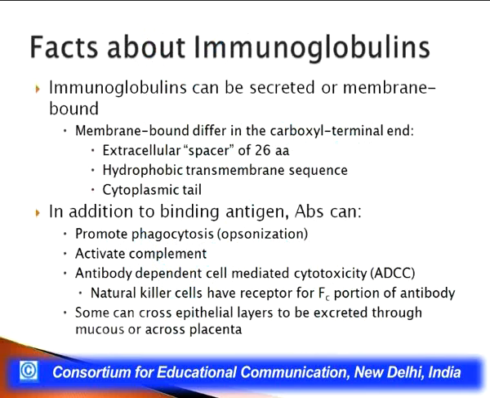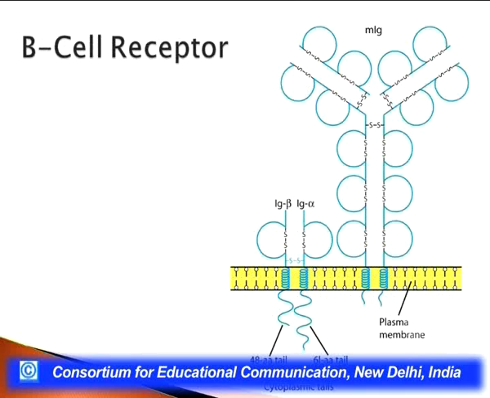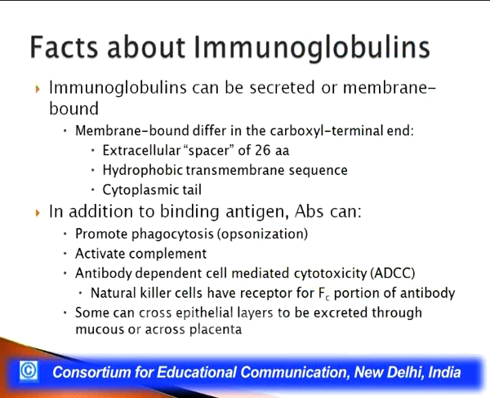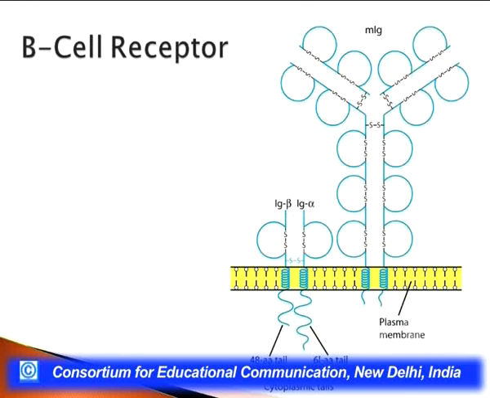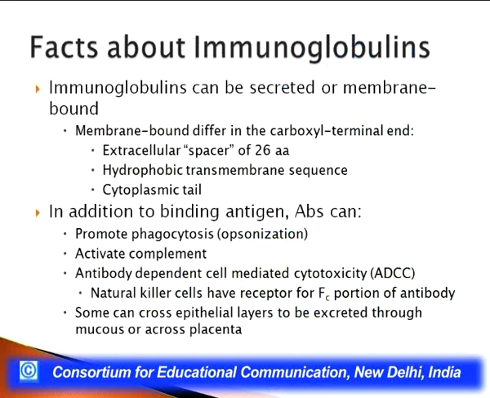Coming to the facts about immunoglobulins. Immunoglobulins, which you can also call antibodies, can be in a secreted form or in a membrane bound form. The membrane bound form differs in the carboxy terminal end. It has an extra spacer of 26 amino acids and a hydrophobic transmembrane sequence. As you can see in the next slide, the one which is bound to the membrane has an extra 26 amino acid long spacer, and it has a cytoplasmic tail as well.